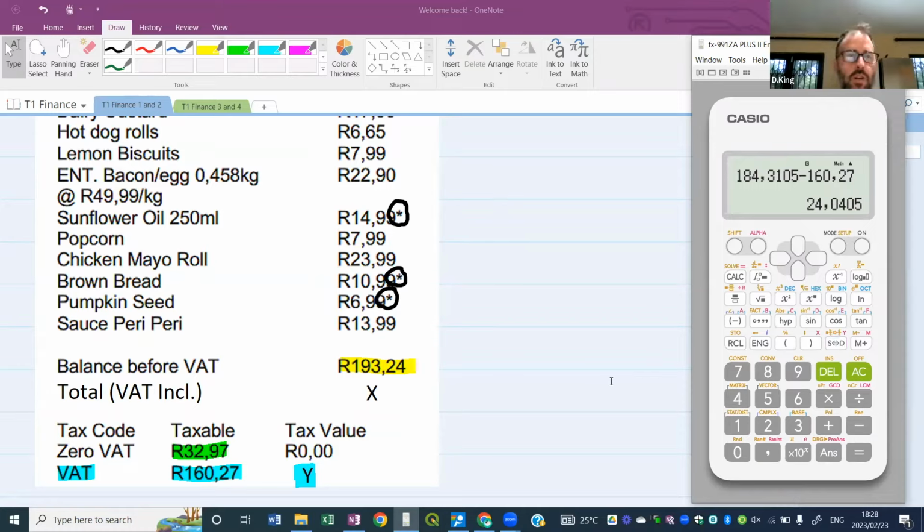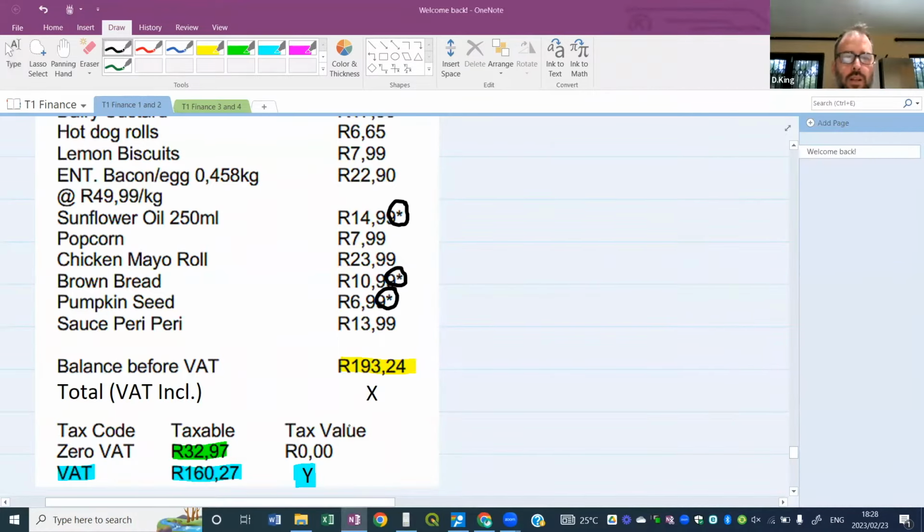Okay. So we could actually write here, and what the shops often do is they write down here on your invoice, underneath the tax value, they actually tell you how much tax you paid. So let's write over here 24 Rand and 04 cents.